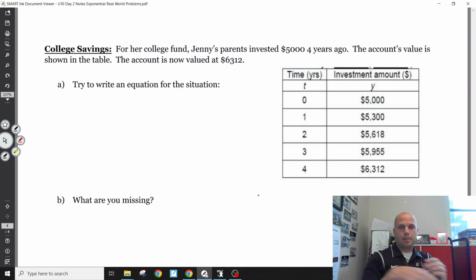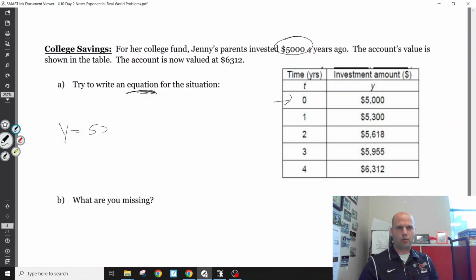What if we're given a table? This is very similar to when you're given a graph, like finding the equation. When you are given a table, how can we write this equation? Well, you can see what the initial amount is, your amount at time 0. So you're already starting with A. But now we have to find the multiplier.